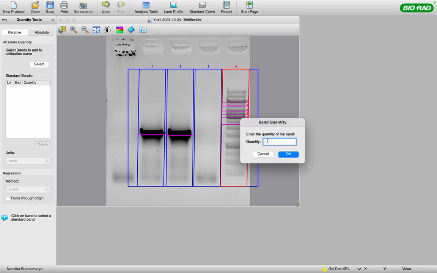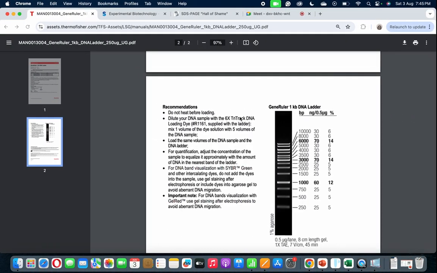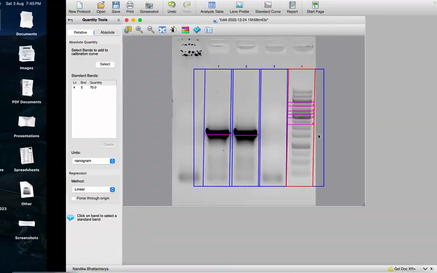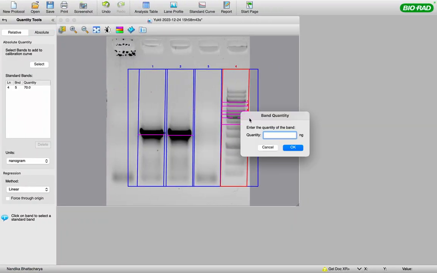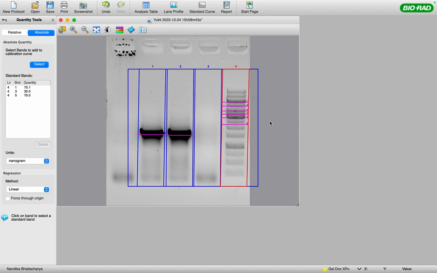I'll select this and say what is the known quantity of DNA in this band. So for example, if it's 70 nanograms, I'll add 70 nanograms. Here it is saying the other bands are 30 nanograms, so we'll try that. 30. See, again, it has automatically detected that this upper band is around 70 nanograms. So now the computer's got an idea of what the band looks like. Now what we'll ask it to do is, what is the amount of DNA in this band?